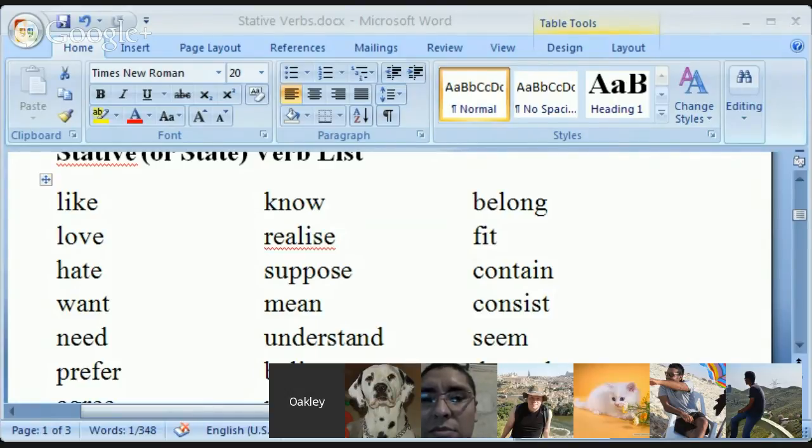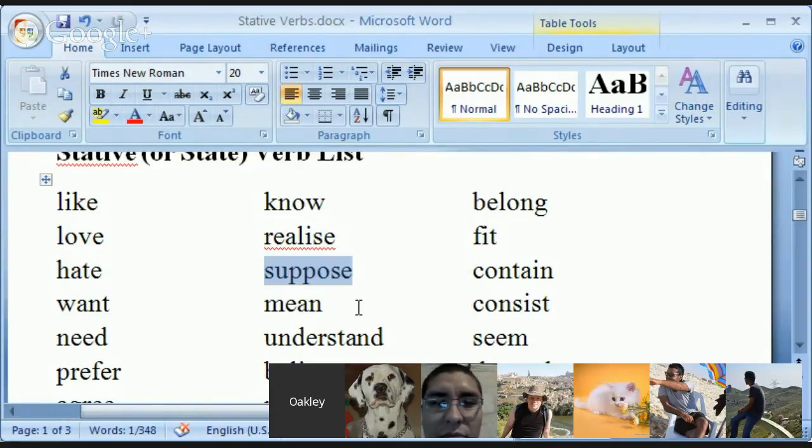Okay, Max, how about, well, hate is too easy. Hate is too much like love. It is always stative. You really should not say I'm hating it. You should never use this in a continuous tense. Let's try a harder one to challenge you. Max, how about suppose? Suppose.